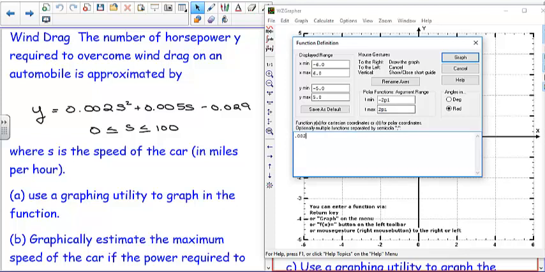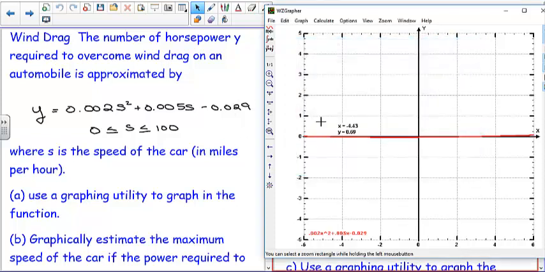So you've got 0.002 x squared, so I'm using x because that's what the program requires, plus 0.005 x minus 0.029. Now, you might be saying, well, at s equals 0, I get negative 0.029, which doesn't make any sense. And it's just because this is a curve fit to some data, so it's not going to be exactly right.